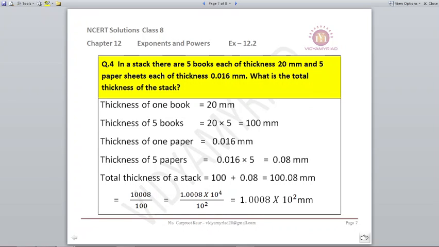Now let us write it in a fraction form by removing the decimal. It will become 10008 upon 100. There are 2 decimal places, so now we have removed them. Now in the numerator we will again put the decimal to put it into the form 1.0008. How many places are there after the decimal? 4 places. So I will multiply by 10 raised to power 4 to get my required number 10008. So now there is a 10 raised to power 4 in the numerator and 10 raised to power 2 in the denominator. When I subtract, I will get 10 raised to power 2. So my final answer is 1.0008 into 10 raised to power 2 mm.